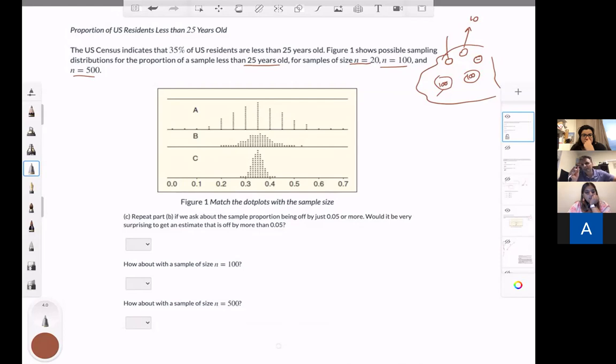So the error becomes less, correct? So here for the 20 people, would you be surprised? No. For 100, I would say no. For 500, I would be surprised.